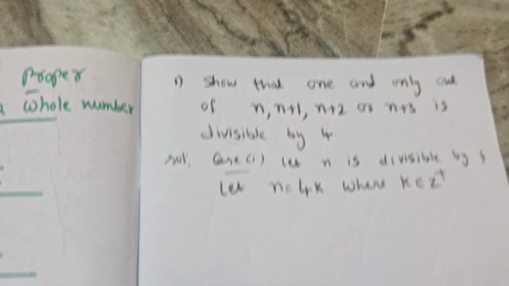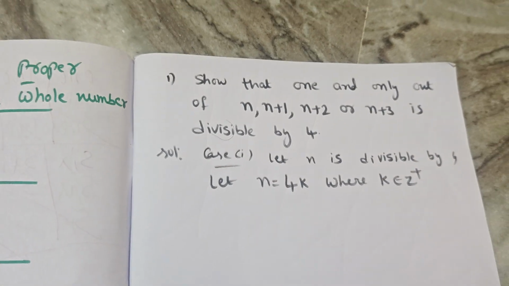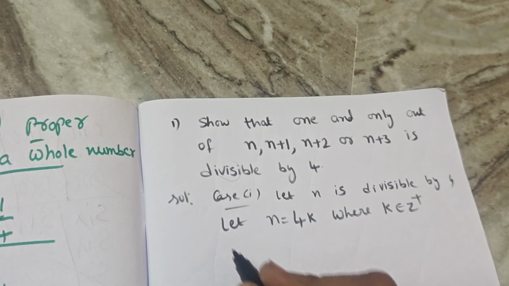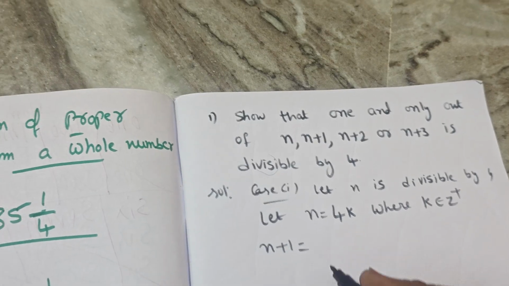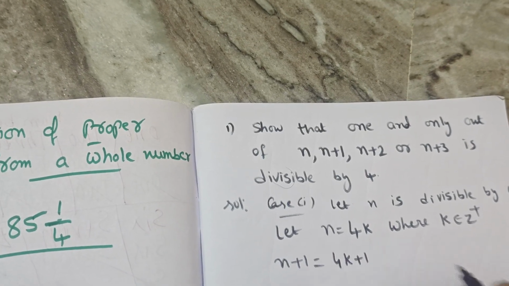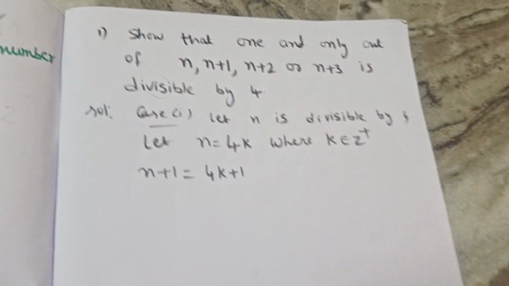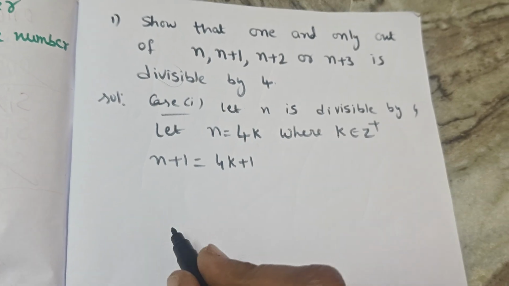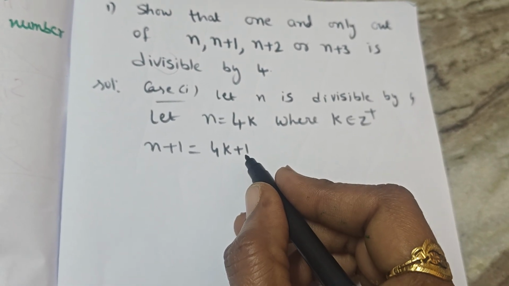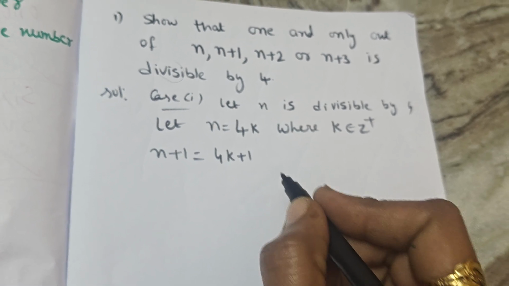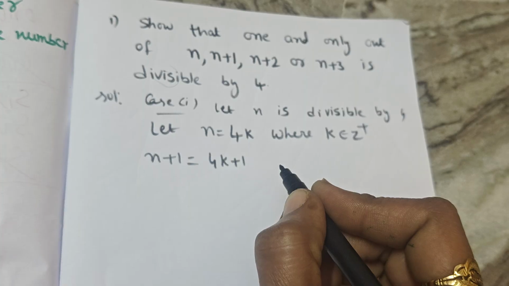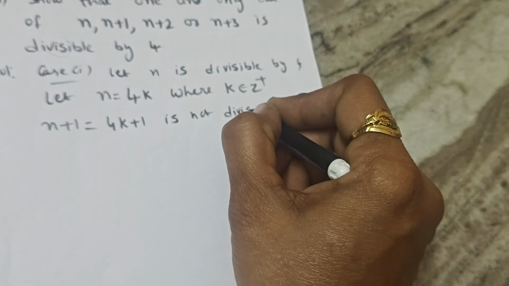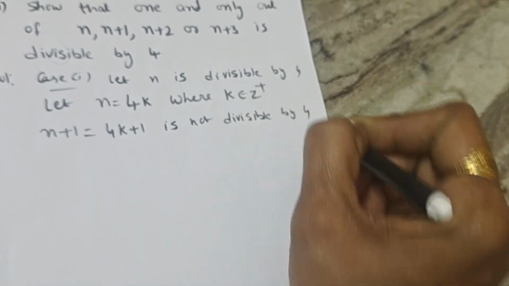So what do we have to do here? We have taken that n is divisible by 4. We have to show that n plus 1, n plus 2, n plus 3 are not divisible by 4. Now you take n plus 1. What is the n value? 4k. 4k plus 1. Is it divisible by 4? Let us take k, any positive integer. 4 ones are 4, 4 plus 1, 5. Is it divisible? No. Any positive integer you take, it is not divisible by 4. So you have to write: is not divisible by 4.